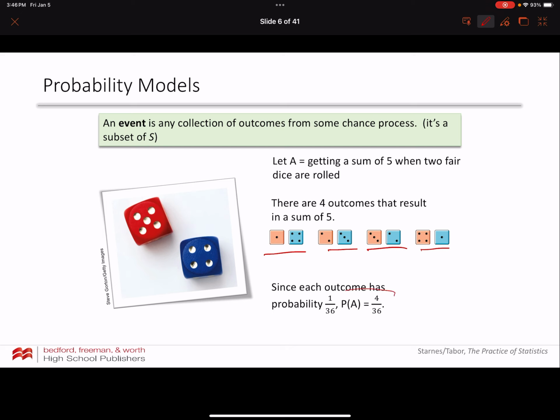So this notation might be new. Basically, like we said, you're defining a variable, but this variable is now an event in a probability model.